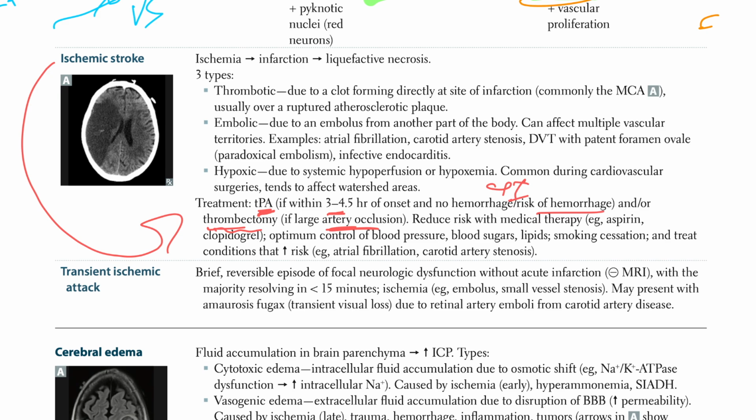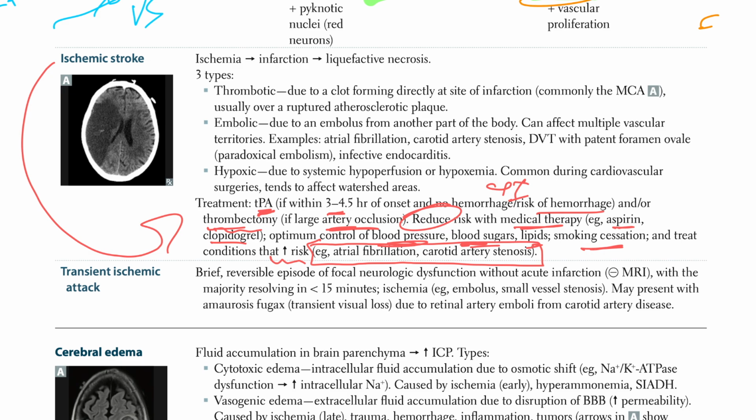Reduce risk with medical therapy, for example aspirin. You can reduce the risk with aspirin, clopidogrel, optimum control of blood pressure and blood sugars. These are all the risk factors, right? So you've got to control blood pressure, blood sugar, lipid levels, smoking cessation, and treat conditions that increase the risk, for example AFib, carotid artery stenosis. Okay.